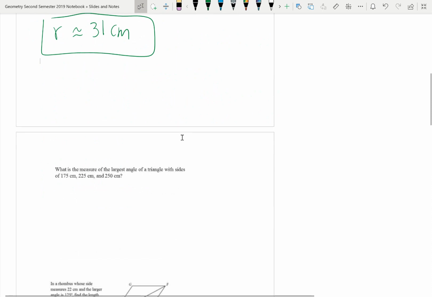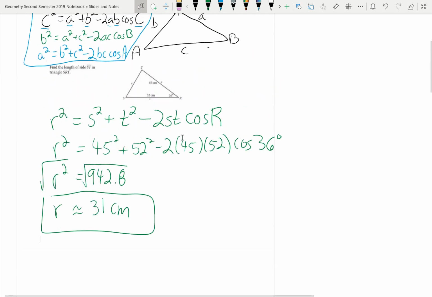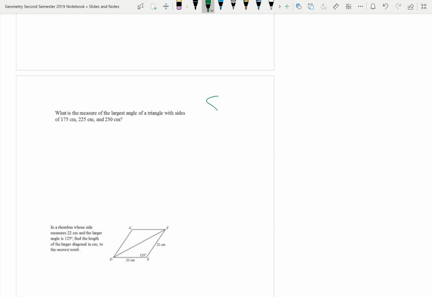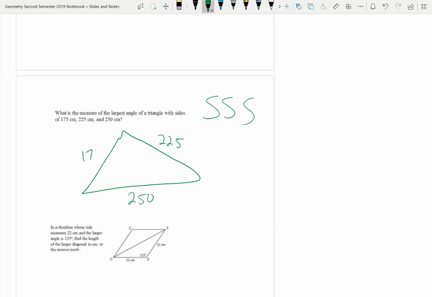Now, you can also use law of cosines in another case. So this was the side angle side case. But what if you have all three sides like this? Side, side, side. And we can go ahead and do that. So 250, 225, 175. Let's label this A, B, and C. This will be side A, side B, side C.